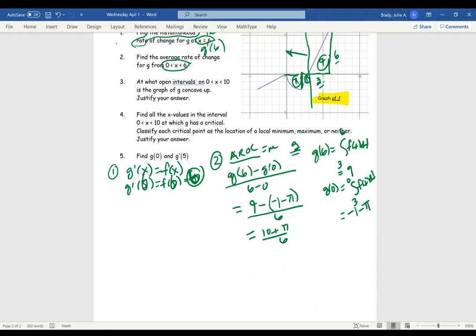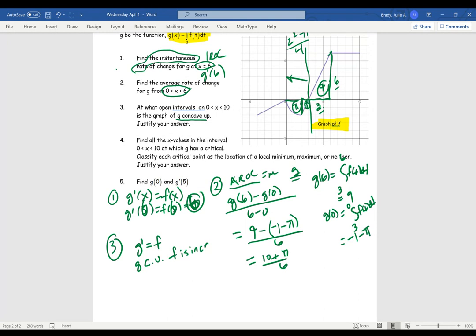Okay, let's do 3. Okay, we need g concave up, so you need to tell the reader, just like you did in 1, g prime is f. G's concave up when f is increasing. So if I look at my graph, and they just want me to go on 0 to 10. So I can start here, decreasing. It's only increasing in this little piece. So I think it's from 2 up to 6.